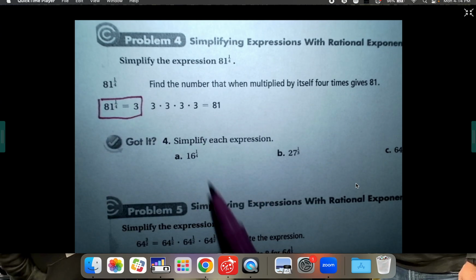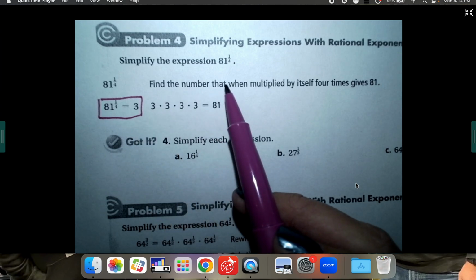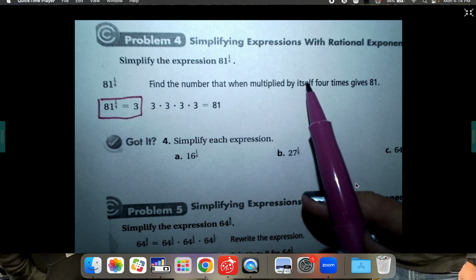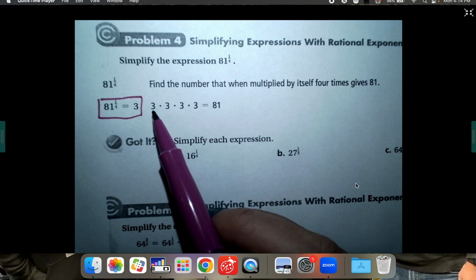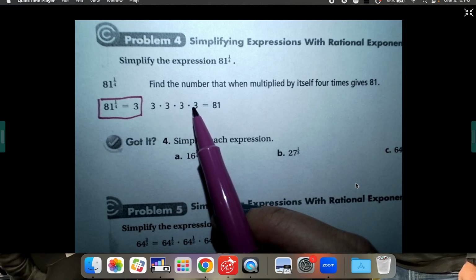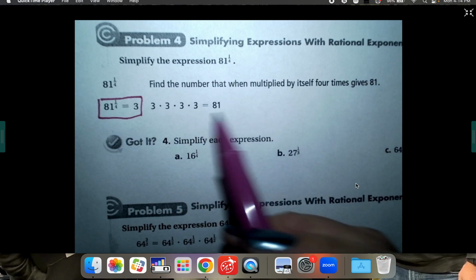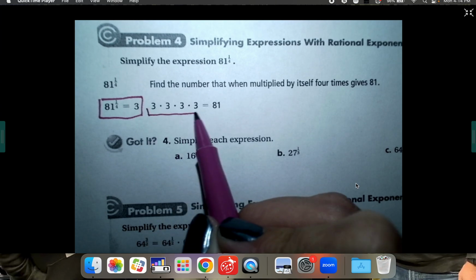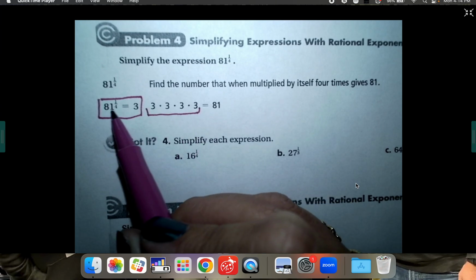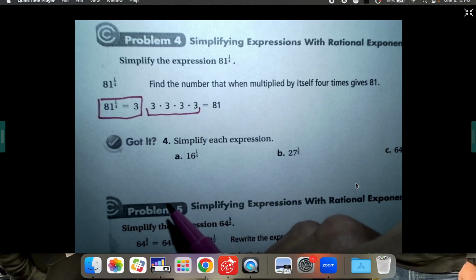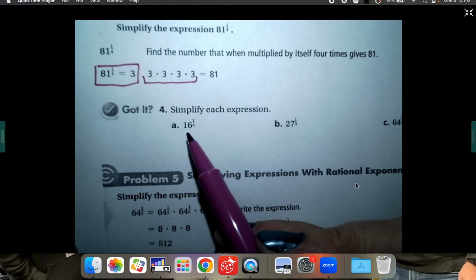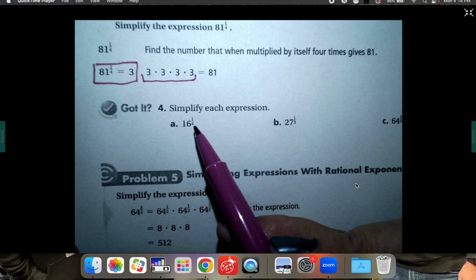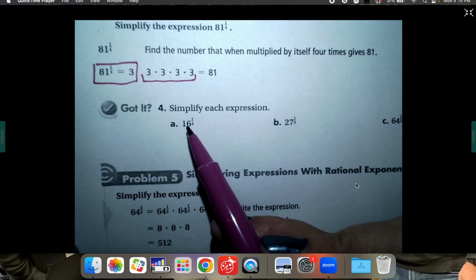81 to the 1/4 power is 3, because we are finding the number that when you multiply it times itself, which is 3 times 3 times 3 times 3, it gives you 81. And do you know how many times it gave it to you? 4 times. And that has to do with the 1/4. So basically what you're trying to do is you're trying to come up with a number that when you multiply it times itself 4 times, you get 16.